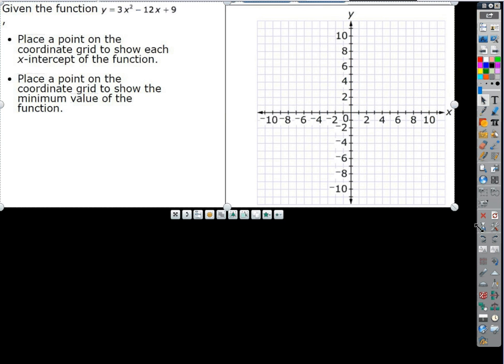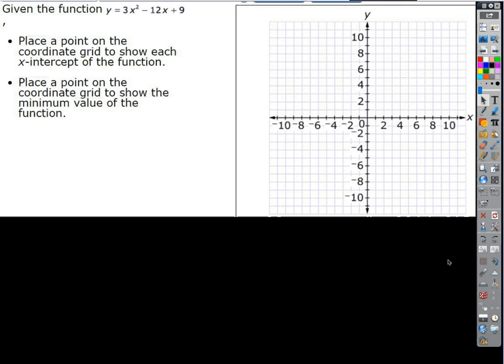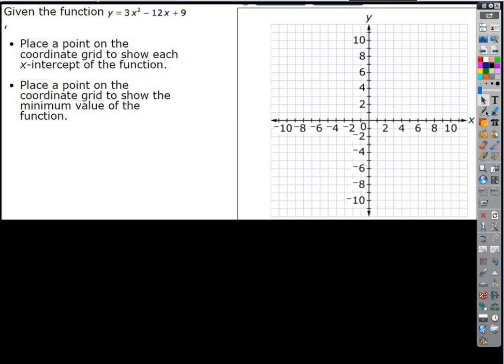All right, what about this? This takes us back to Unit 5 stuff, so this is good review. Given the function y equals 3x squared minus 12x plus 9, we want to place a point on the coordinate grid to show each x-intercept of the function. We want to know where it's on the x-axis. Well, what happens on the x-axis? What's true for every point on the x-axis? y equals 0, right? So think what we're doing here then. We're plugging in 0 for y, right?